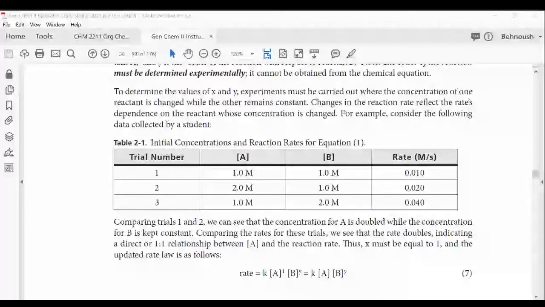Perfect. You are using 1 and 3 in order to find the order with respect to B, because for 1 and 3, the concentration of A is constant.